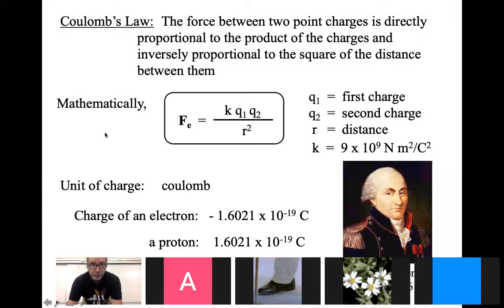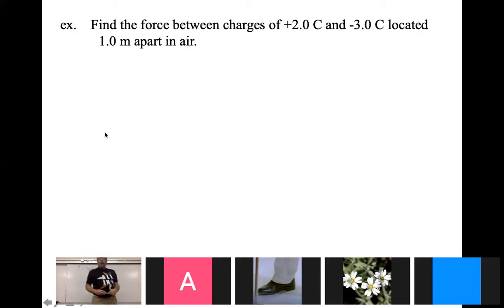Actually, the first example is in here. Find the force between charges of positive 2 coulombs and negative 3 coulombs located 1 meter apart in air. I want to do this example. I'm going to stop sharing in a minute, but I'm going to write this stuff down. Q1 is equal to positive 2 coulombs.